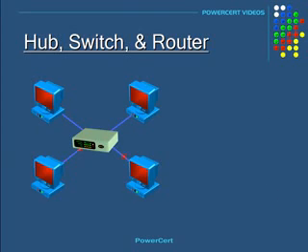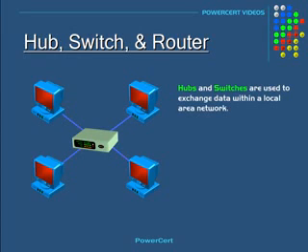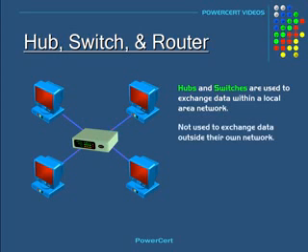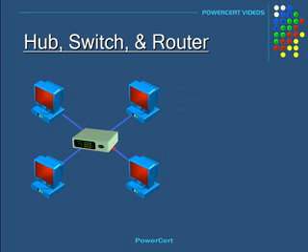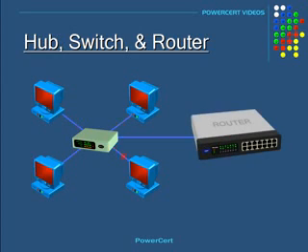Now hubs and switches are used to exchange data within a local area network, for example, in your home network or in a business. They are not used to exchange data outside their own network, such as out on the internet. Because to exchange or route data outside their own network to another network, such as out on the internet, a device needs to be able to read IP addresses. And hubs and switches do not read IP addresses. So that's where the router comes in.